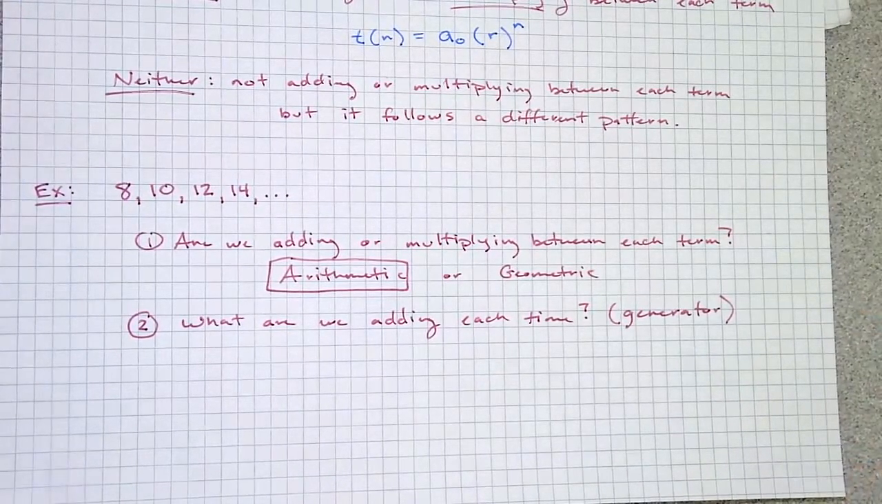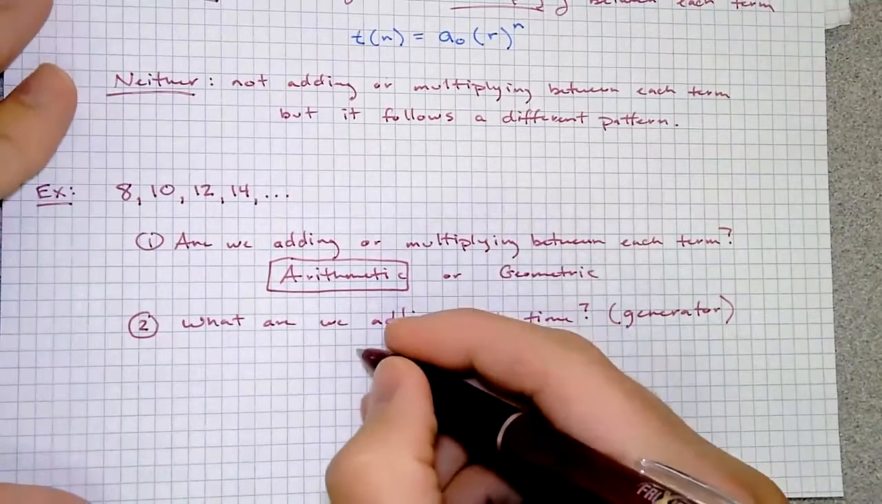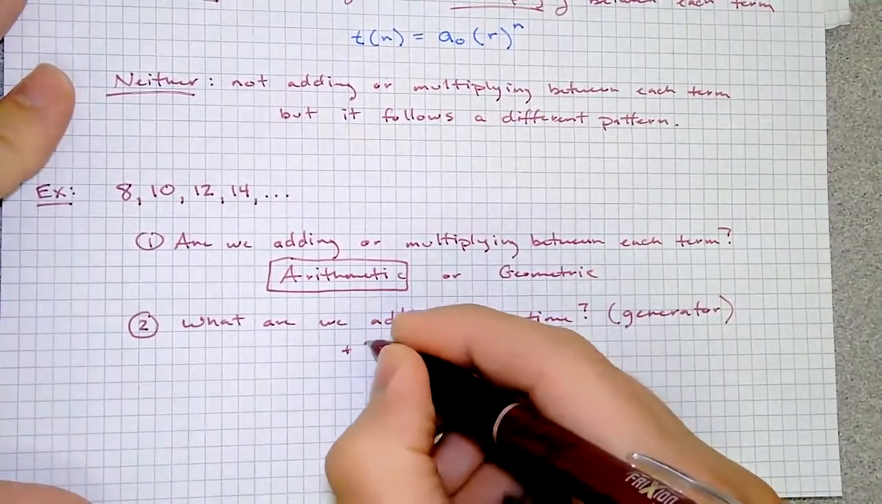So now we have to ask ourselves, what are we adding each time? And this is referred to as our generator. We could be adding or multiplying. It's still going to be the same term. So it's called the generator. How do we get from one term to the next? In this case, we are adding 2.